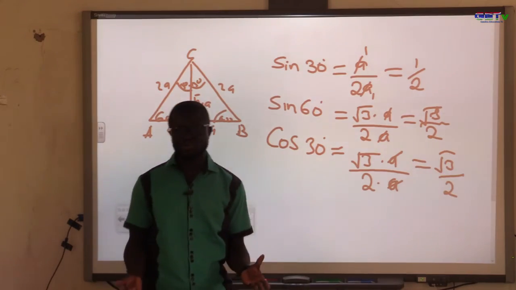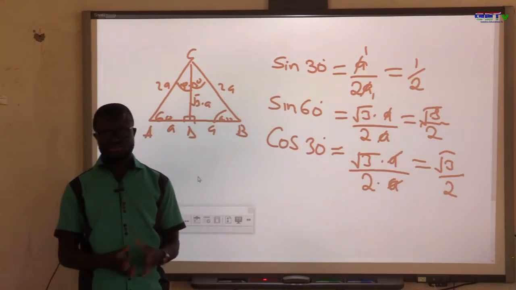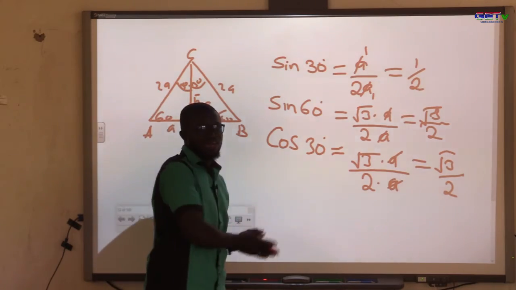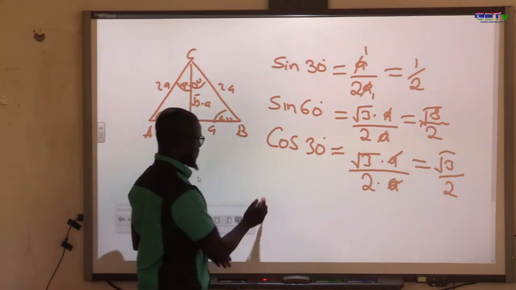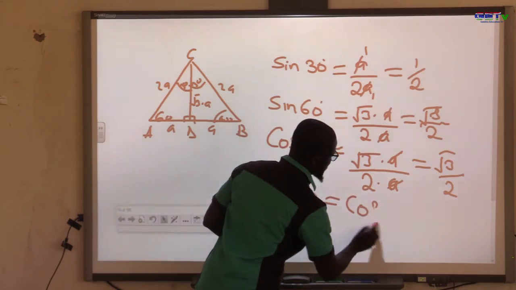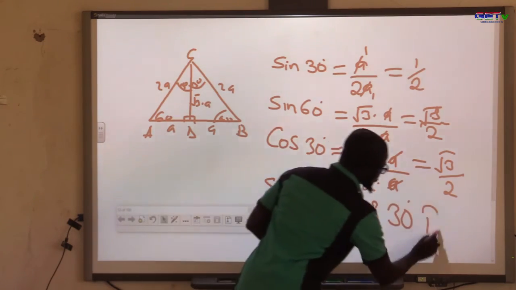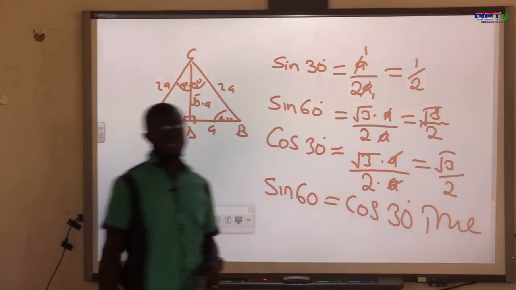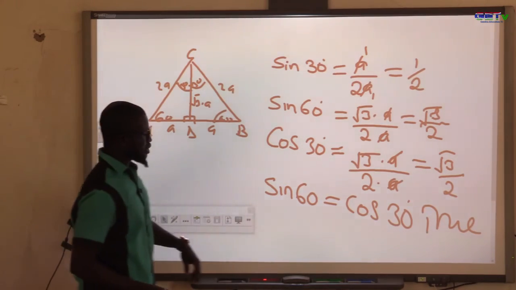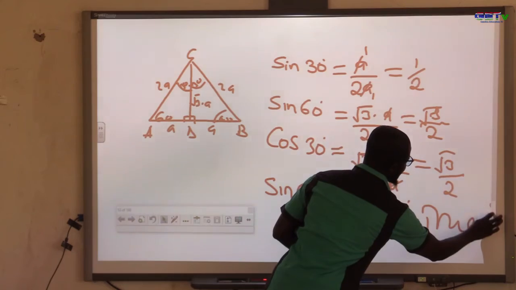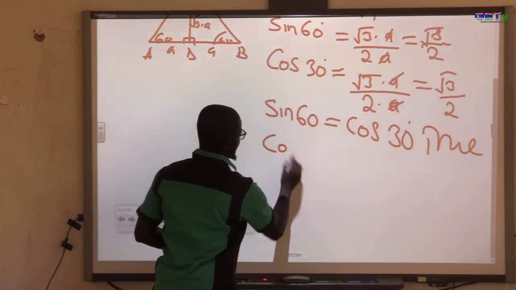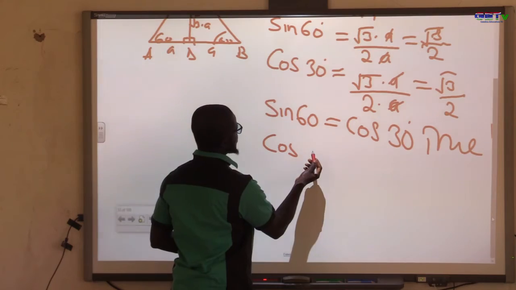What can you say about the two? From what we can see, we can conclude by saying that sine 60 equals to cos 30, which is very true. Now, let's take the next one and see whether the value of cos 60 could be compared to something as well.